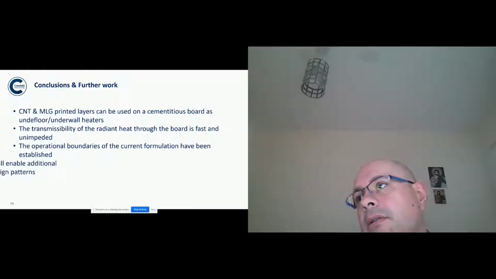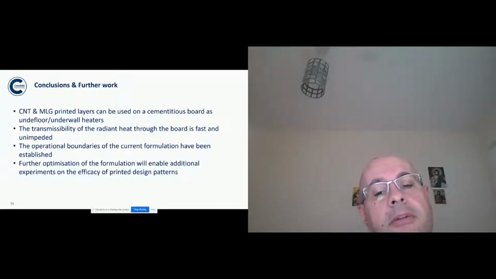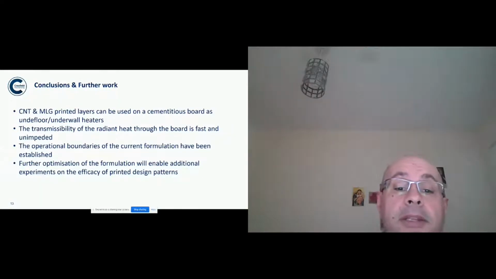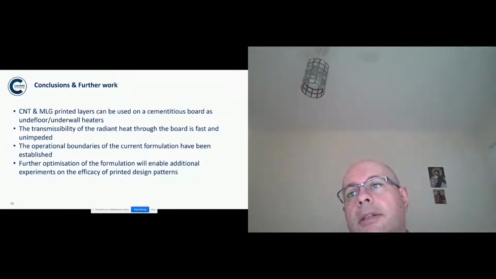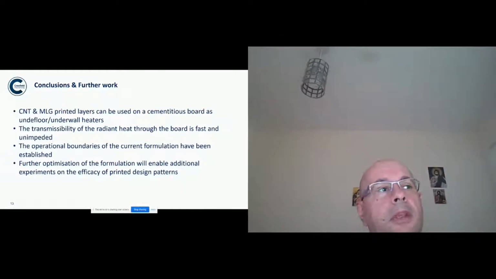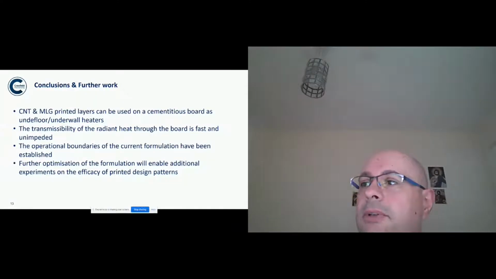which leads us to the possibilities of further optimization of the formulation and enabling further experiments, as well as on the efficacy of different printed design patterns. As you see, we had a very uniform, very simple rectangular pattern. We would like to experiment with different design patterns on the printing part of the heater and measure its effect on larger specimens. And yes, that concludes my presentation. I'm happy to take any questions.